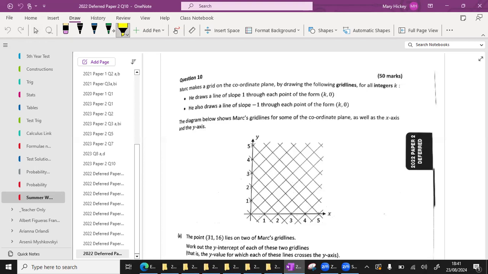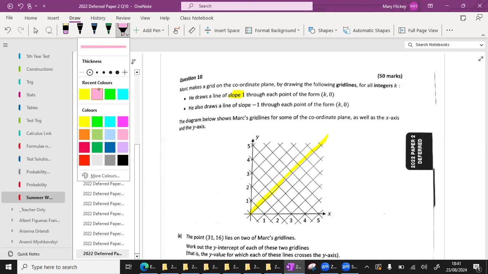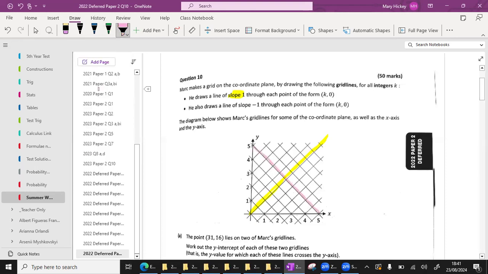Okay, so before we go any further, a slope of 1 would be, for example, this line here, a positive upward line. So that line would go through (1, 1), (2, 2), (3, 3), and so on. Now, what about a negative line? Well, a negative one would be where, for example, the pink one is. So all the downward ones are your slope -1s, and the upward ones are your +1s.